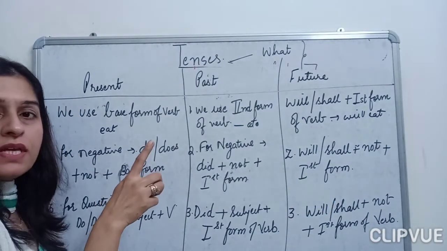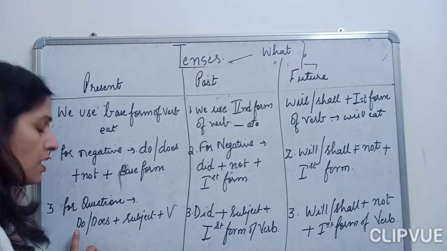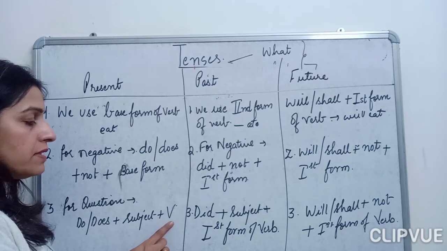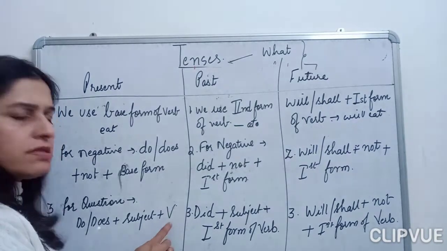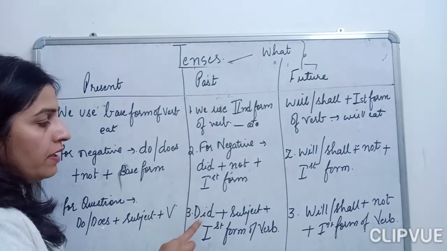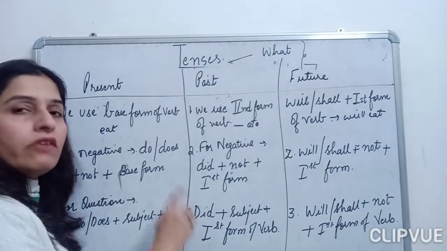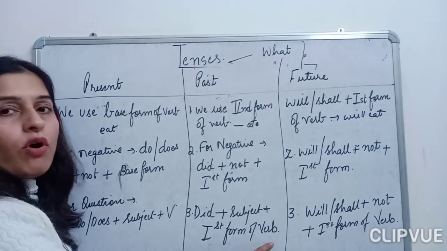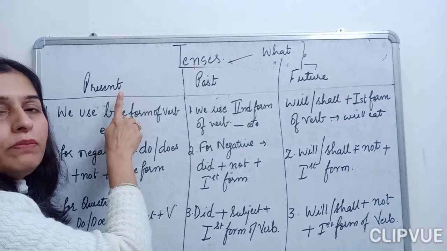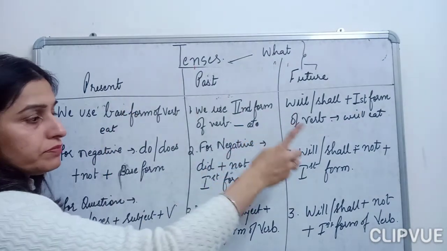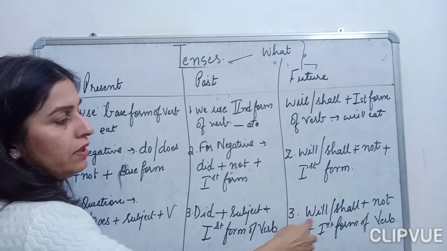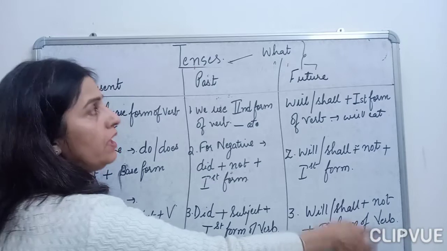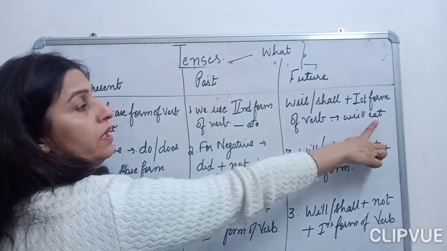For question sentences, for interrogative sentences, we use do, does plus the subject plus the verb. That is the first form, root form, base form of the verb. In the past tense, did with all the subjects. Subject plus the first form of the verb, the base form of the verb, the root form of the verb. Here in the future, will plus shall plus not plus the first form of the verb. That is this form of the verb.